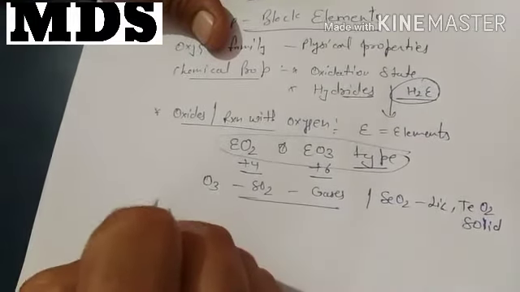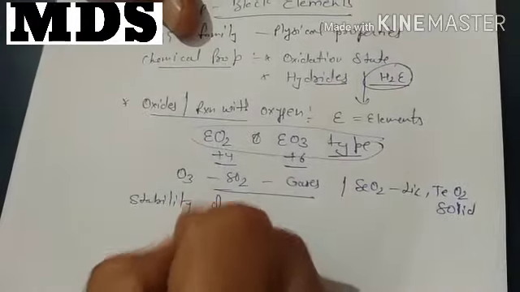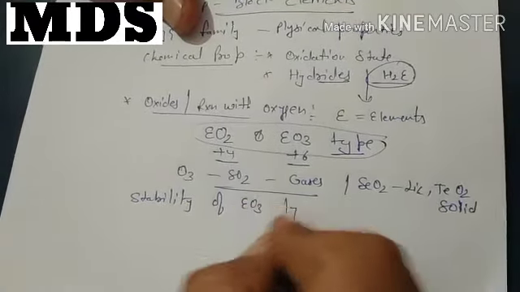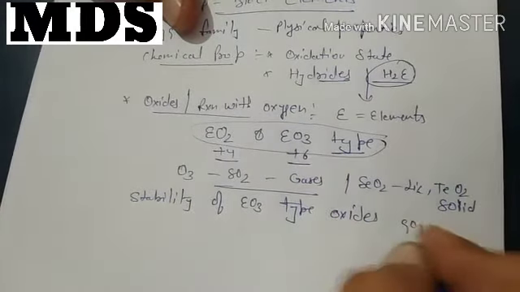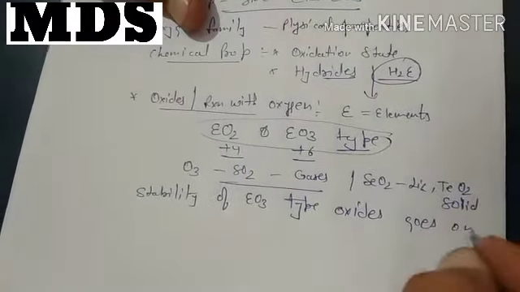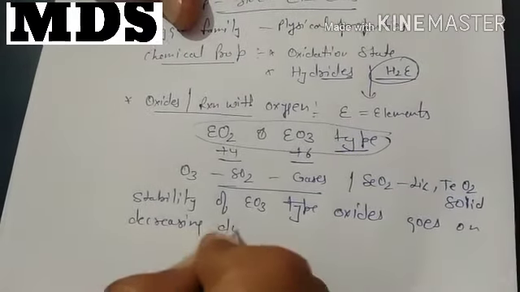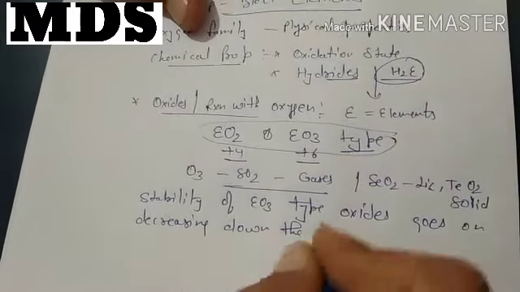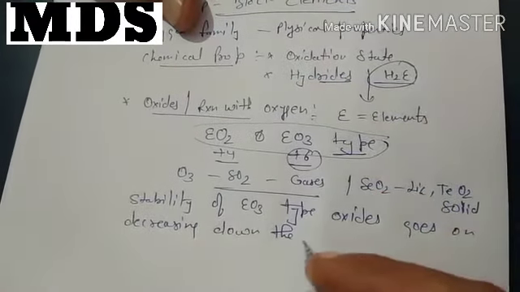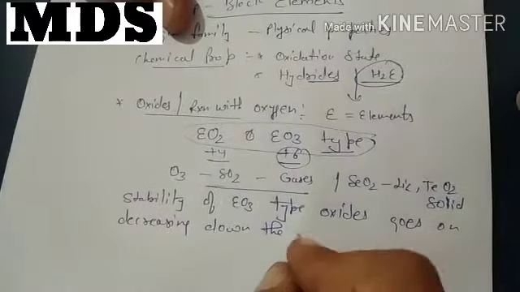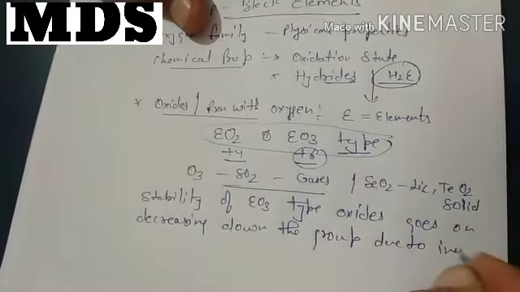You know that the stability of EO3 type oxides goes on decreasing down the group. Why? We know that the higher oxidation state, that is +6 oxidation state, is not stable in the lower group due to inert pair effect.